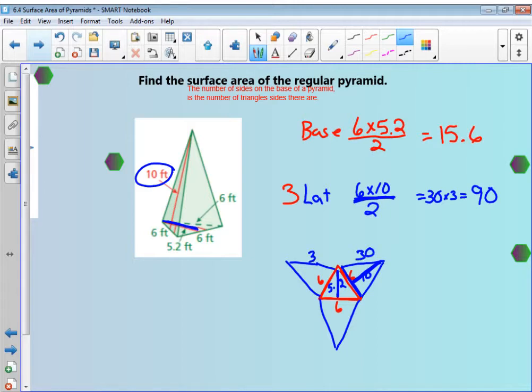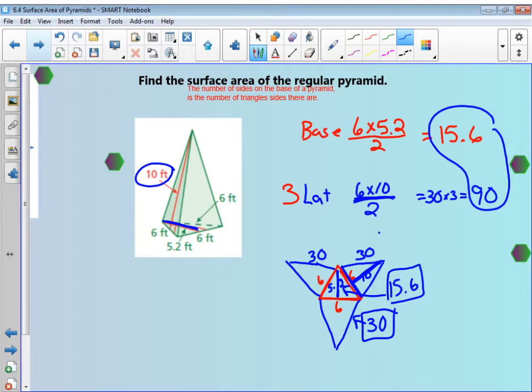Now if you need to see those each individually, you could write them out each individually. That's 30. This is 30. This is 30, and then this middle part right here was 15.6. Okay, we're going to go ahead and add all of these together. You would get the same thing if you added these together that I have written out individually. You have to decide what works for you. So I've got 90 plus 15.6 is going to give me 105.6. The dimensions were feet. And this is surface area, so it's squared.